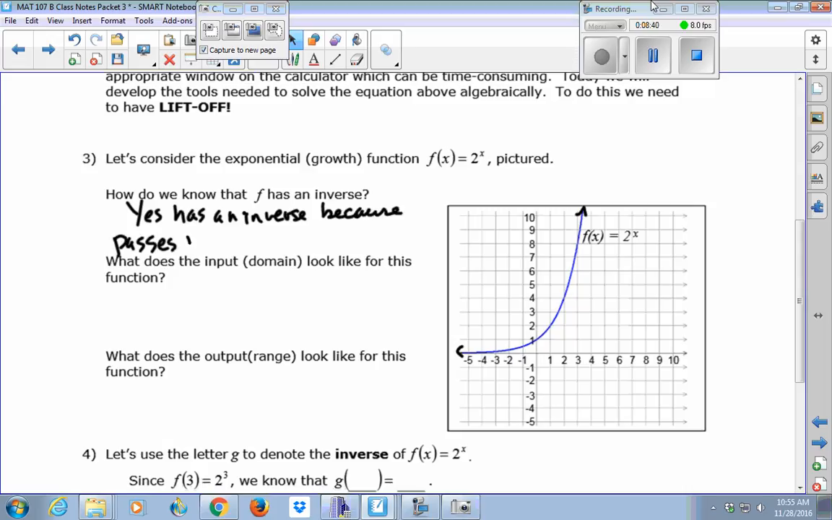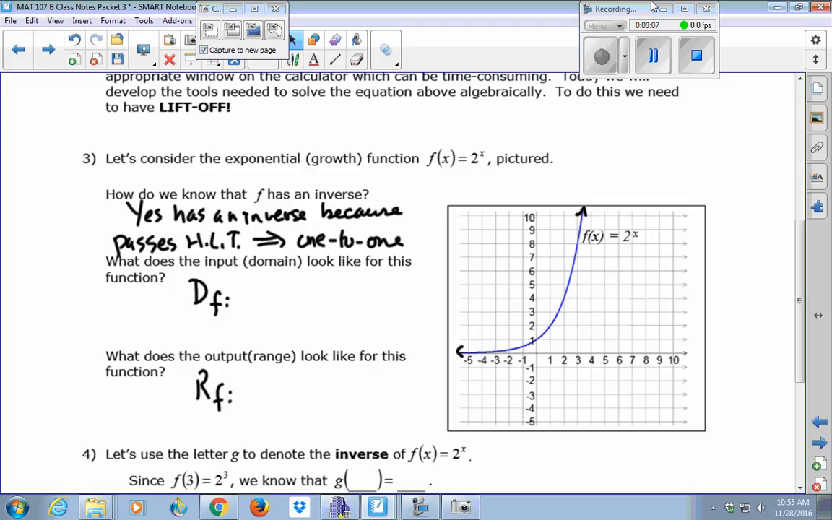Perfect. And when it passes the horizontal line test, it means that the function is 1 to 1. And what that means is if you have different inputs, you always have different outputs. Unlike our parabola, where different inputs have some similar outputs. So it's 1 to 1. It passes the horizontal line test. Let's review what the domain of f is and what the range of f is.